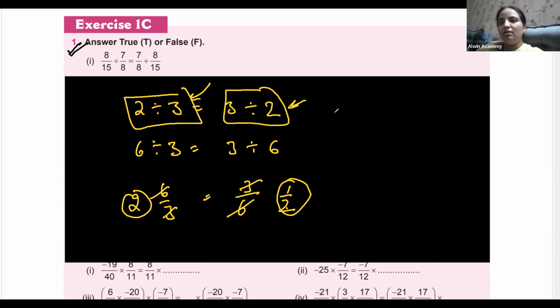Okay, beta? Shrikant and Sridhar, let me know wherever you feel stuck, wherever even a single word of mine you don't understand, okay?